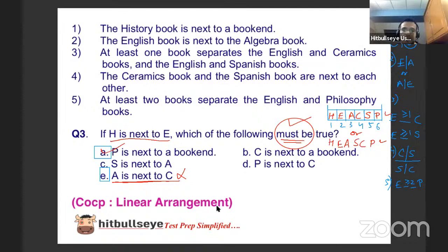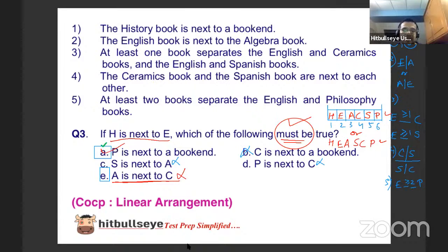Otherwise it is not. Okay, S is next to A. Here S is next to A in one combination but not in the other, so this is also not possible. P is next to C is also in only one. And C is next to the bookend, that is not happening at all. So my only right answer is A.